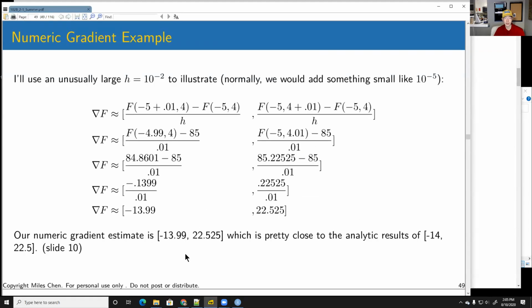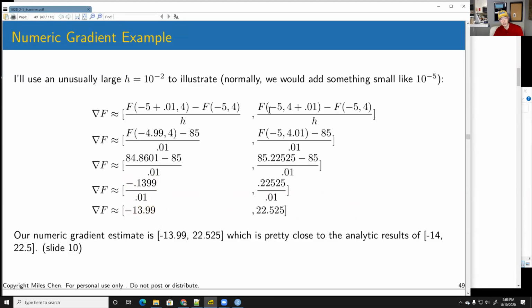And then I'm going to add a small increment. I'm going to add an increment of 0.01, which is quite large. Normally we would add something on the order of 10 to the minus 5, but just for illustration, I'm going to add 10 to the negative 2, 0.01. Again, do it only to one variable at a time. So I add 0.01 to -5, which gives me -4.99, and then I evaluate the function. At -4.99, 4, the function ends up being 84.8601. 84.8601 minus the original value of 85 is -0.1399. Divided by 0.01, I get -13.99.